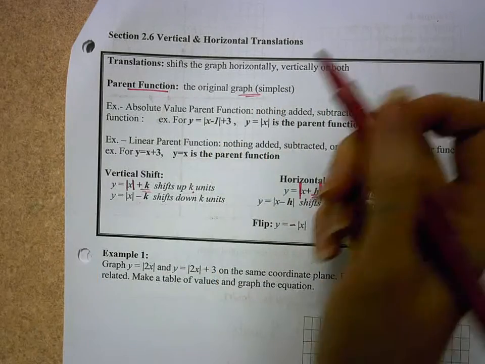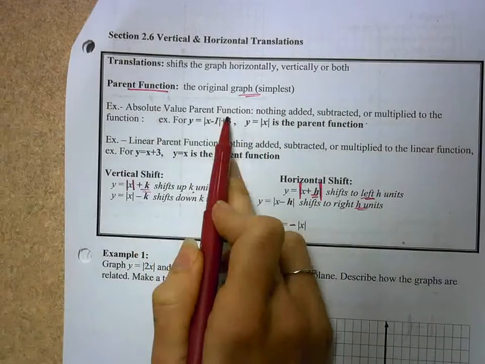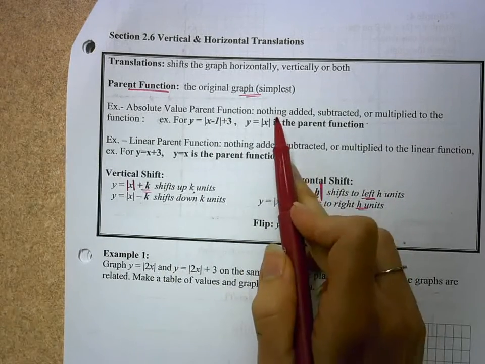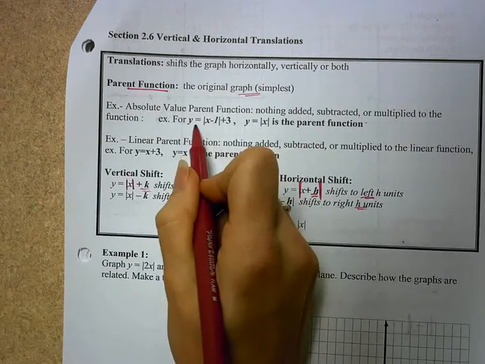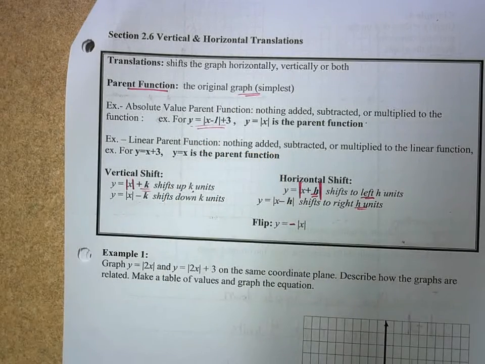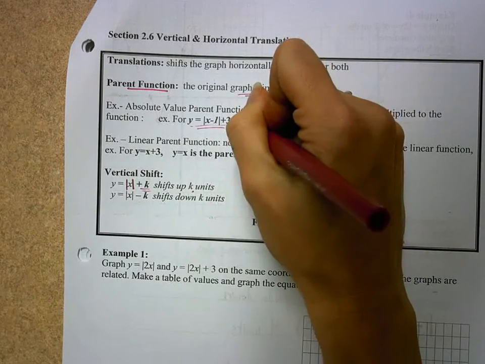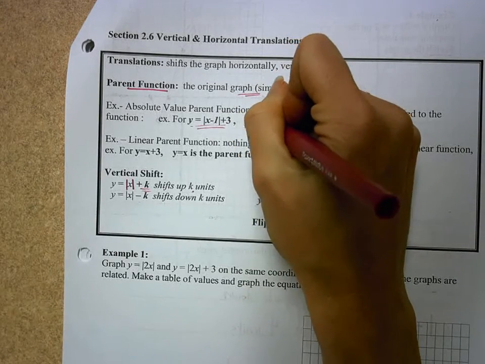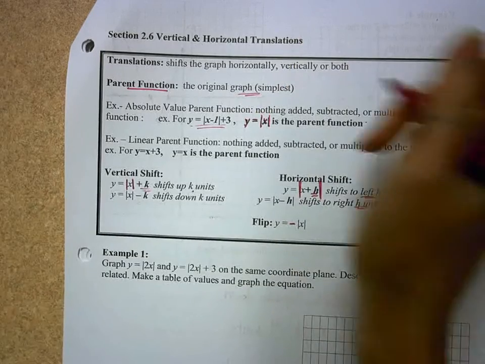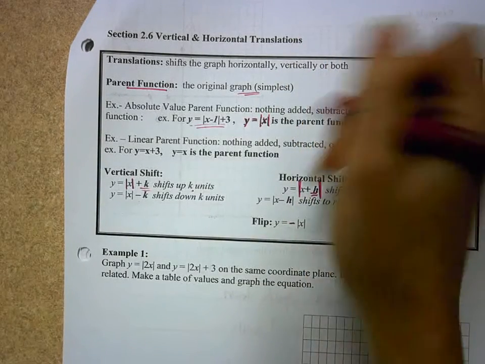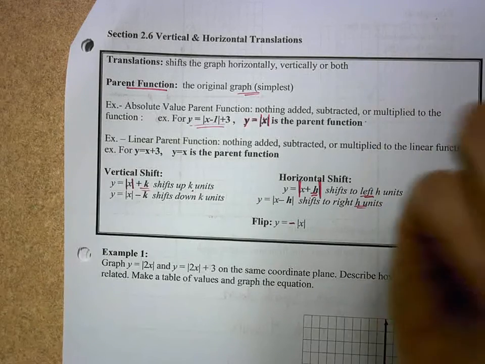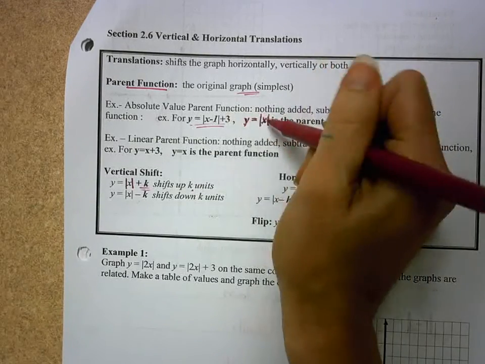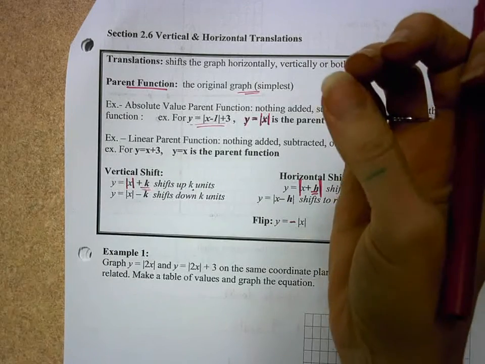Let me give you an example. If you're looking at the absolute value parent function, that means you're looking at nothing added, subtracted, or multiplied to the function. For example, if I give you this function, y equals the absolute value of x minus 1 plus 3, the parent function would just be y equals the absolute value of x. It's the parent, it's the most basic, it's where the function came from, potentially. You can think your parents are where you came from, so in the same way, you're looking at the most basic form of the function.